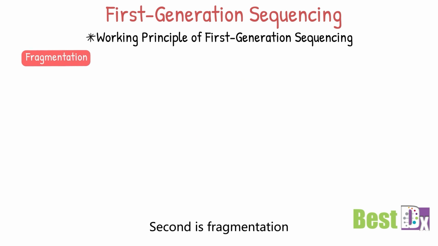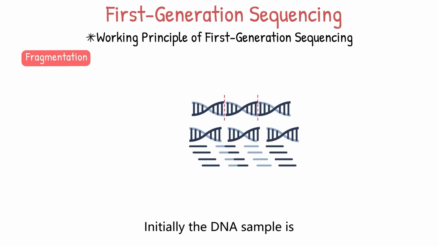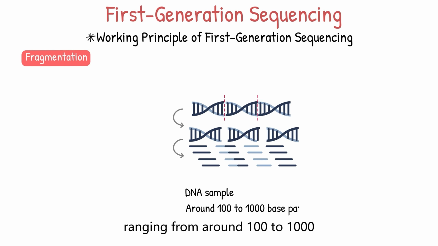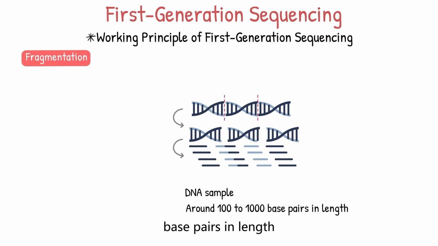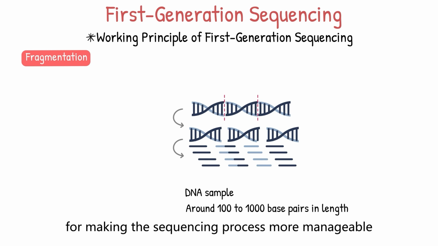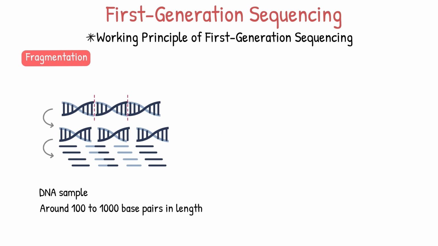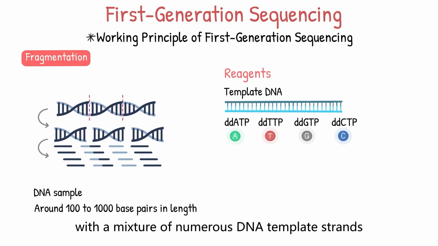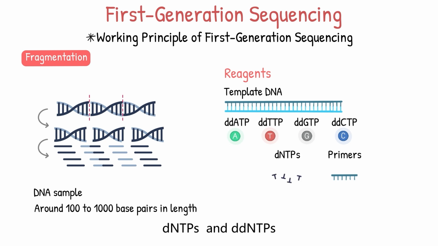Second is fragmentation. Initially, the DNA sample is fragmented into smaller pieces ranging from around 100 to 1,000 base pairs in length. This fragmentation is crucial for making the sequencing process more manageable. The process begins with a mixture of numerous DNA template strands, primers, dNTPs, and ddNTPs.